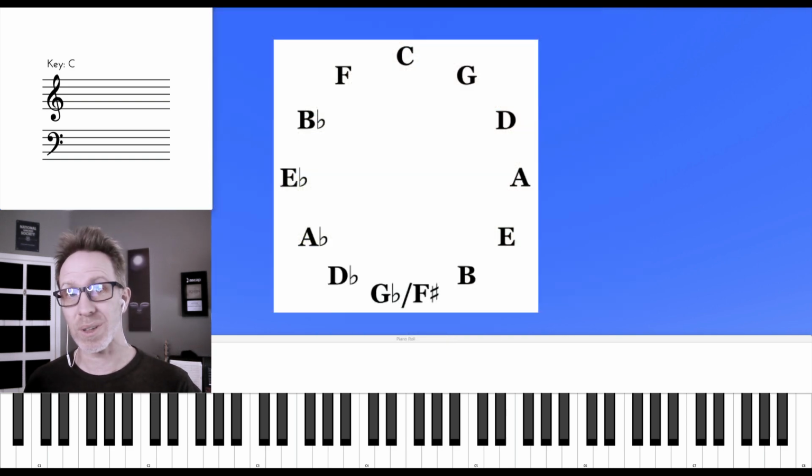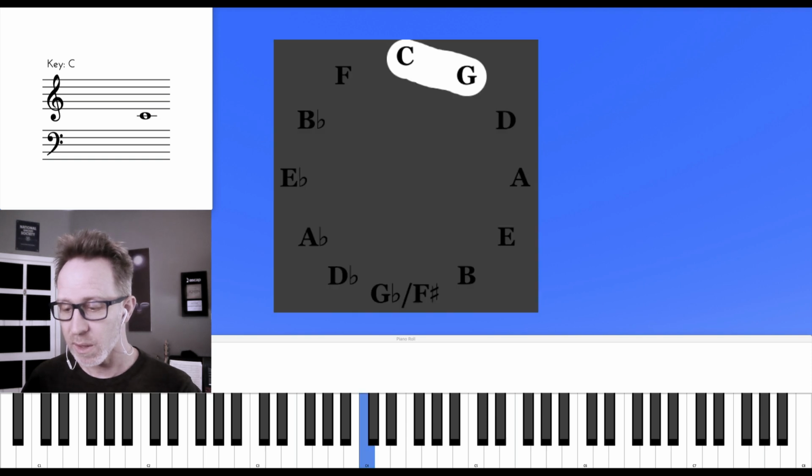So why is it so important? Well, it has several uses. One, it lays out all 12 chromatic tones in a symmetrical pattern, a pattern of fifths or fourths. And it visualizes those two intervals, which are arguably the two most important intervals in all of music.